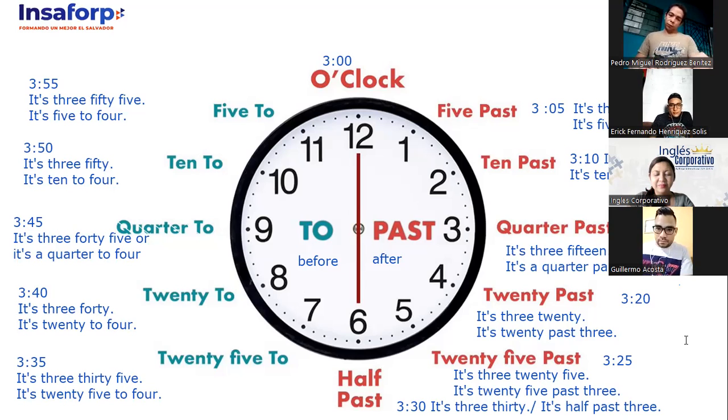When do we use o'clock? Es para decir la hora en punto. Okay. It's 3 o'clock, it's 4 o'clock, it's 5 o'clock, it's 6 o'clock. The class starts at 3 o'clock. Es para decir la hora en punto. Son las 3 en punto. Son las 4 en punto. ¿Ok?